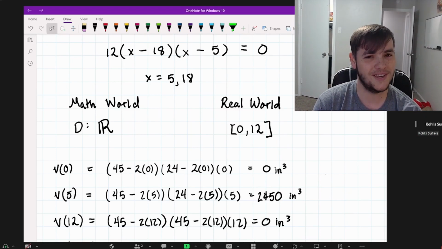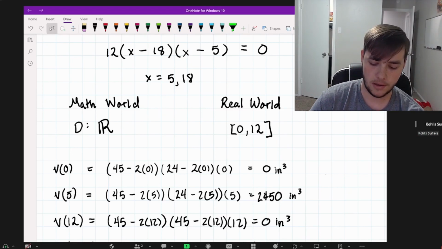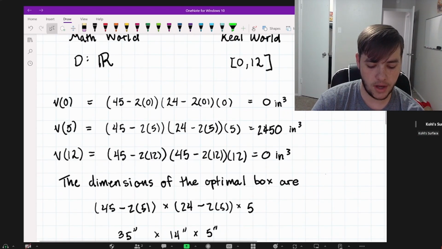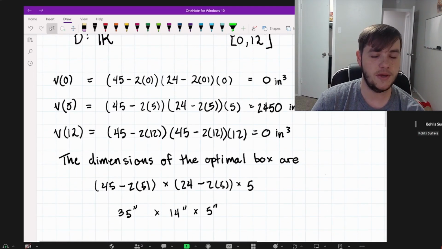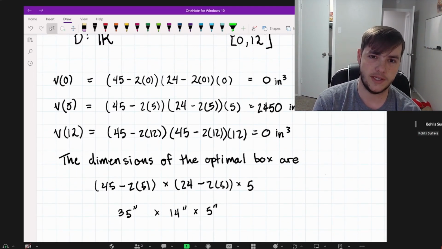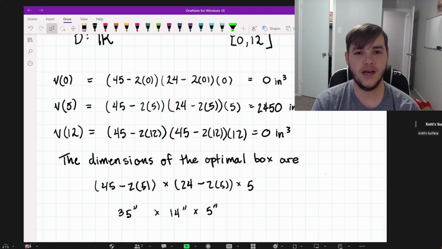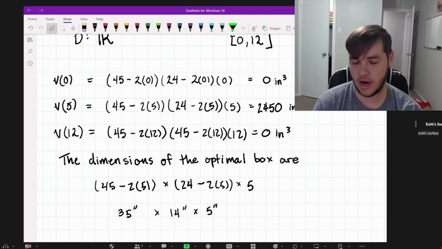Now, careful, because this isn't actually what the problem asked us to produce. The problem asked us for the dimensions that produce the maximal box. So we find length, width, and height to be 35 inches by 14 inches by 5 inches. Let's try a somewhat more challenging problem.